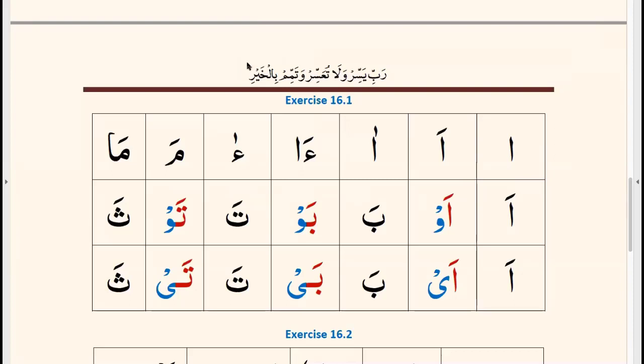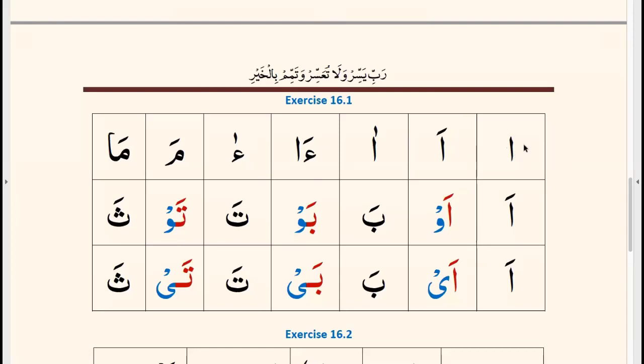Good, alhamdulillah. Let's start with the tasmiya. A'udhu billahi minash shaitanir rajim. Bismillahir rahmanir rahim.